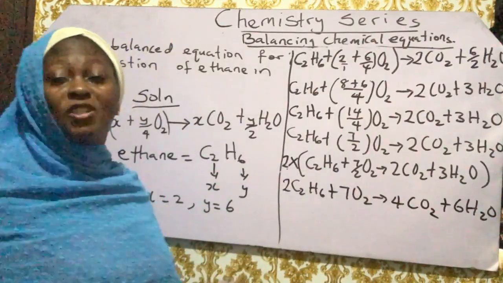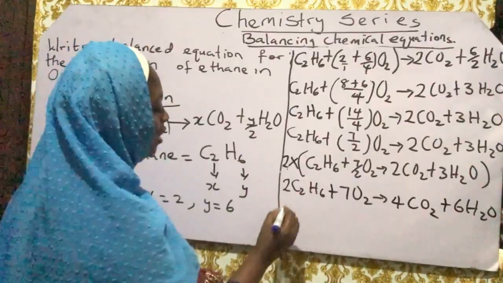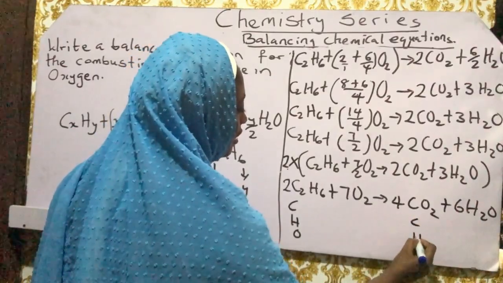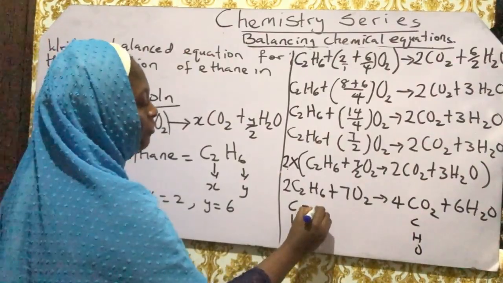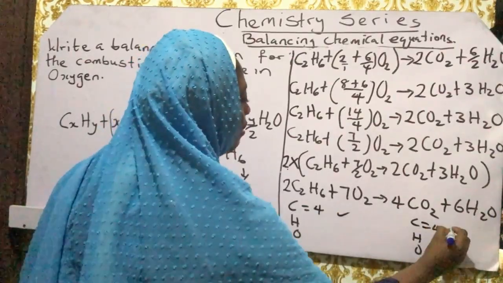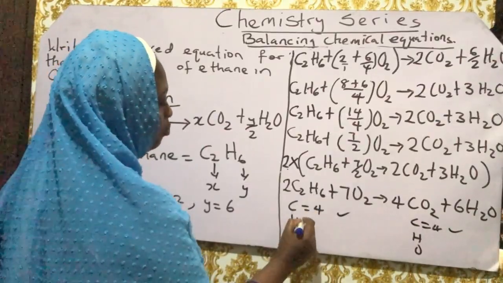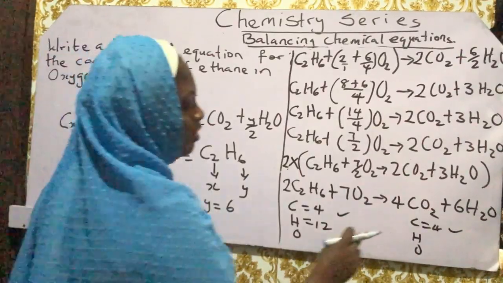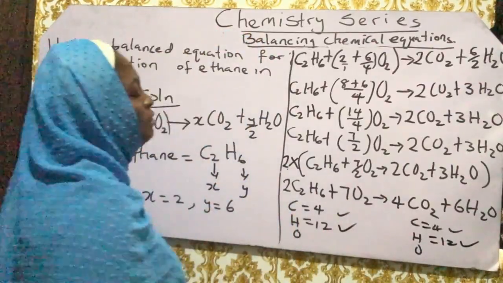So let's do a quick check of the atoms on the side of the reactant and the atoms on the side of the product. So we have C, H, O. Here, 2 times 2, the number of carbon is 4. Here we have 4 carbon atoms. So carbon is balanced. For hydrogen, 2 times 6, which is 12. The number of hydrogen atoms in the reactants is 12. Here we have 6 times 2, which is also 12. So this shows that hydrogen is balanced.